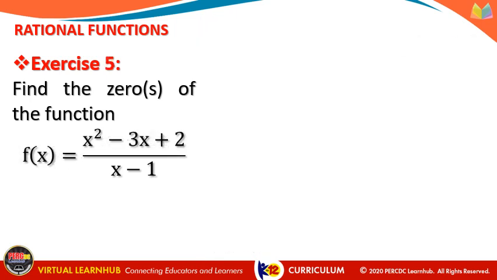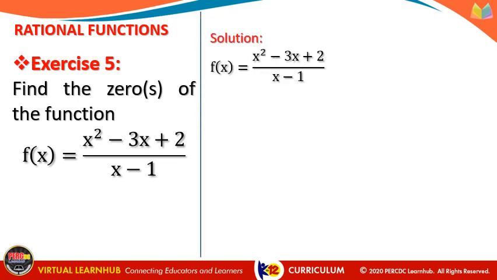Sige. Let's now go to exercise number 5. Find the zero or zeros of the function f of x is equal to x squared minus 3x plus 2 divided by x minus 1. Again, bago tayo mag-proceed, i-check muna natin. Yung bang nasa numerator at nasa denominator, pwede bang i-factor out? Well, yung numerator pwede. Sige, gawin natin yan.